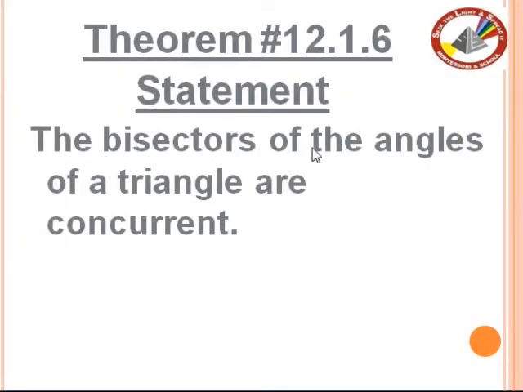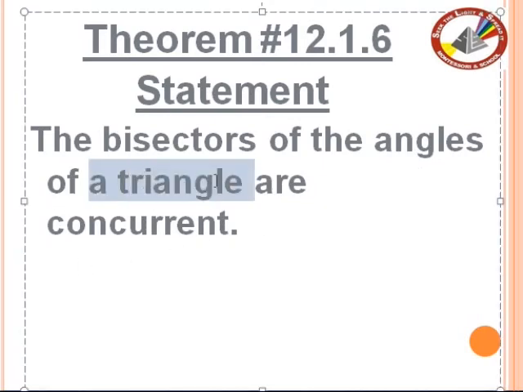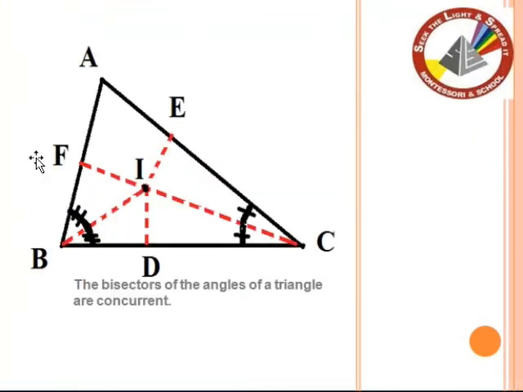The bisectors of the angles of a triangle are concurrent. It means we are having a triangle in this theorem, and this triangle is having bisectors of all its angles, and all the angle bisectors meet each other at the same point. Now let us see how we will draw a figure by using this statement.